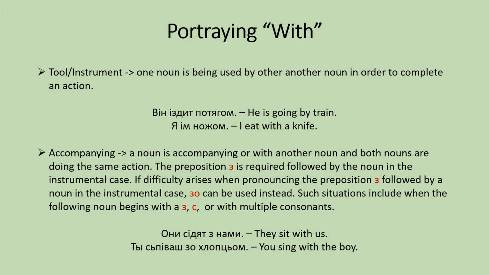The other way is accompanying. This is where a noun is accompanying or with another noun and both nouns are doing the same action. The preposition z is required followed by the noun in the instrumental case. If difficulty arises when pronouncing the preposition z followed by a noun in the instrumental case, zo can be used instead. Such situations include when the following noun begins with a z, s, or with multiple consonants.